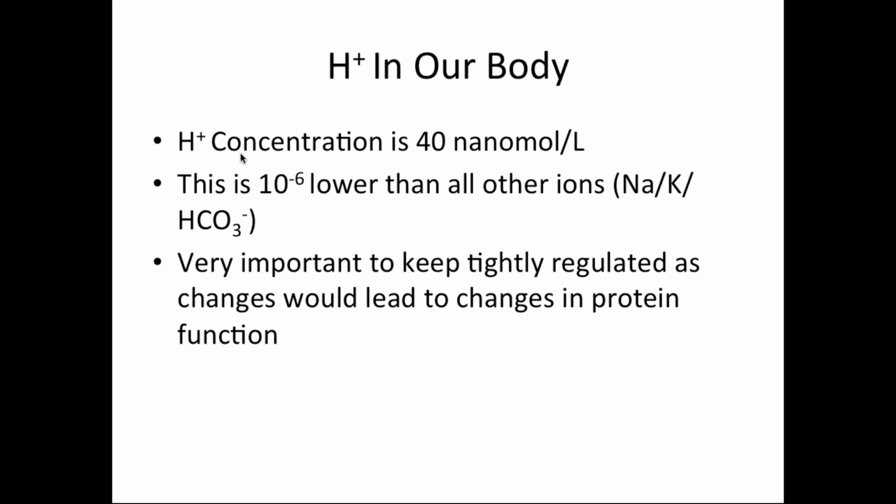So the concentration of H plus in the body is 40 nanomoles per liter, which is the pH of 7.4. It is important to keep in mind that this is a million-fold lower than all the other ions. So sodium, potassium, bicarb are in millimoles per liter, while the H plus concentration is 40 nanomoles per liter. And it is very important to keep it tightly regulated, because any significant changes will lead to problems in protein function.